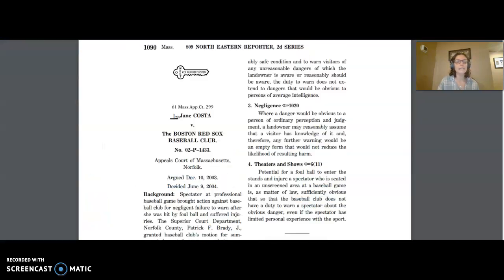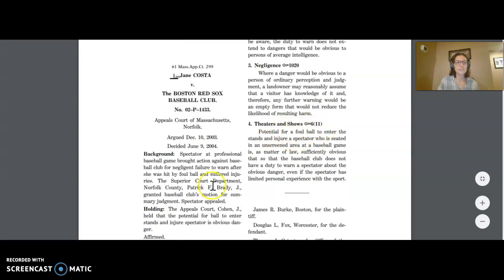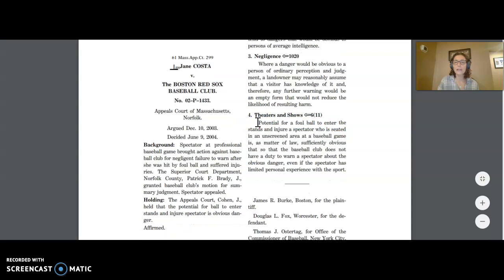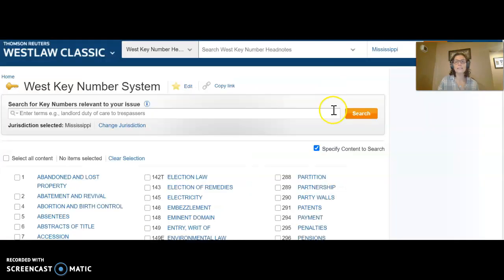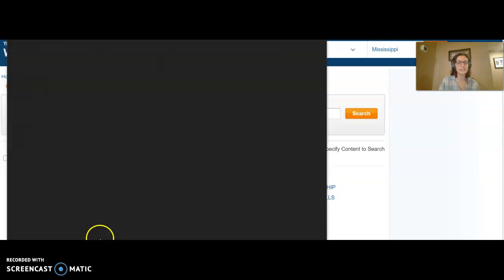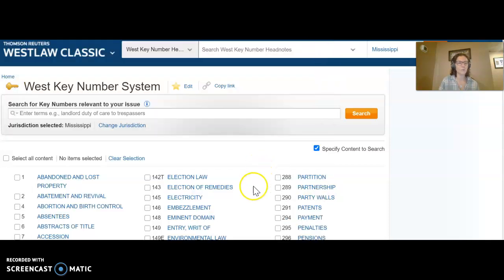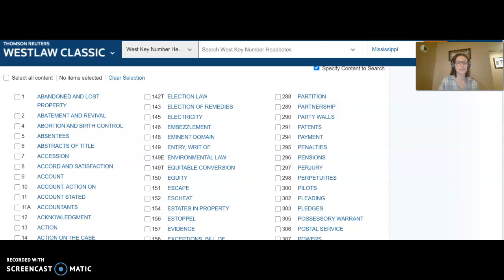I wanted to show you one of the cases. Here's Costa. Negligence, theater and shows. See those numbers there? That's what we're going to look at. These headnote numbers in cases correspond to the West key numbers. So Westlaw took every single case literally around the country and organized them by subject matter. And that is what makes the West publishing system so brilliant, is that it organizes every case by subject matter.